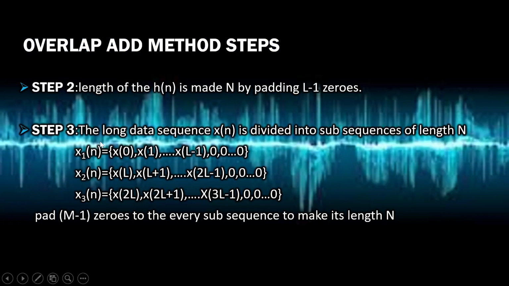After that, we have to divide the long data sequence x of n into subsequences of each length N. Here x1 of n, x2 of n, x3 of n are the subsequences of x of n. Here we have to take L values from x of n, and we have to add M minus 1 zeros to make the length of each subsequence N.